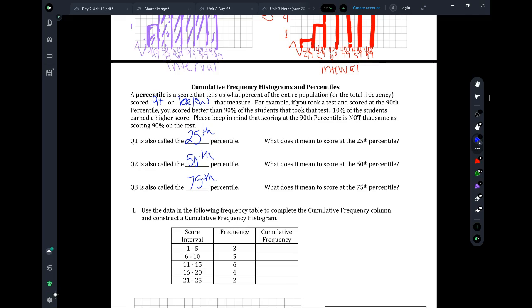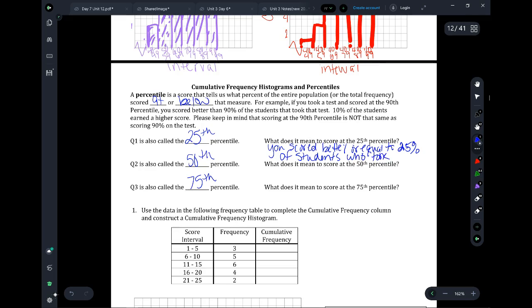So what does it mean to score at the 25th percentile? I'm just going to describe it once, and then it's literally verbatim for 50th and 75th. So you scored better than or equal to 25% of students that took that test.